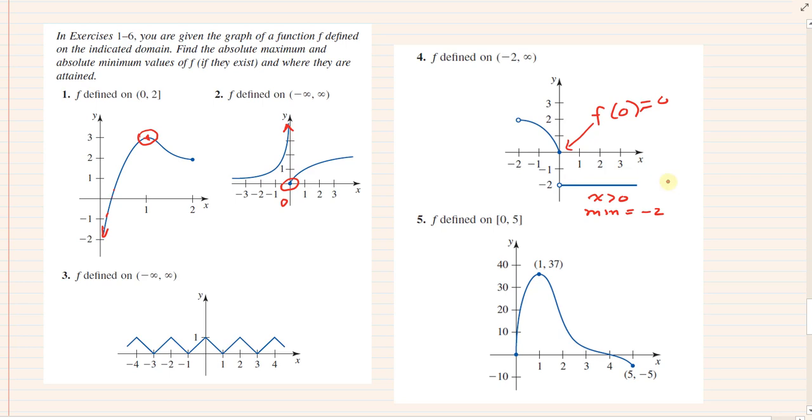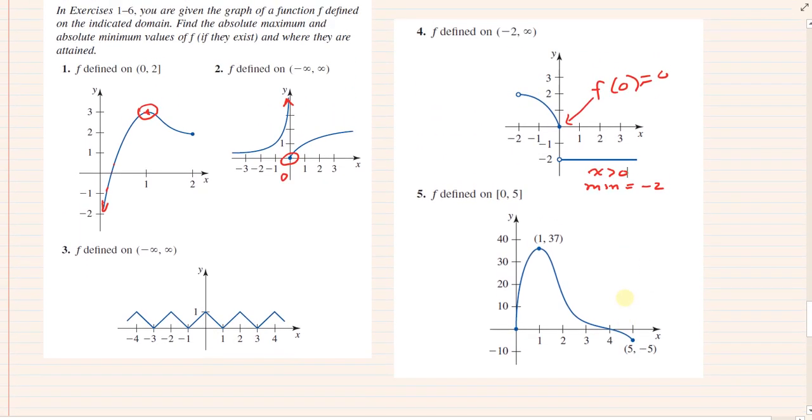All right, and if you look at number 5, if you're curious, it looks like again the absolute max is here and the absolute minimum is here. So max 37, minimum -5, attained at 1 and 5. Let's take a look at the others.